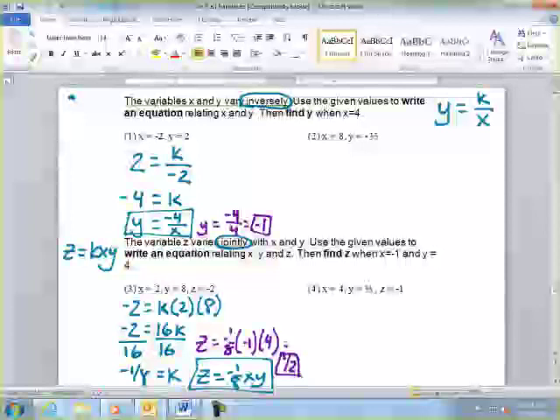Questions on either one of those? Okay, go ahead and go back and try number 2 and number 4.